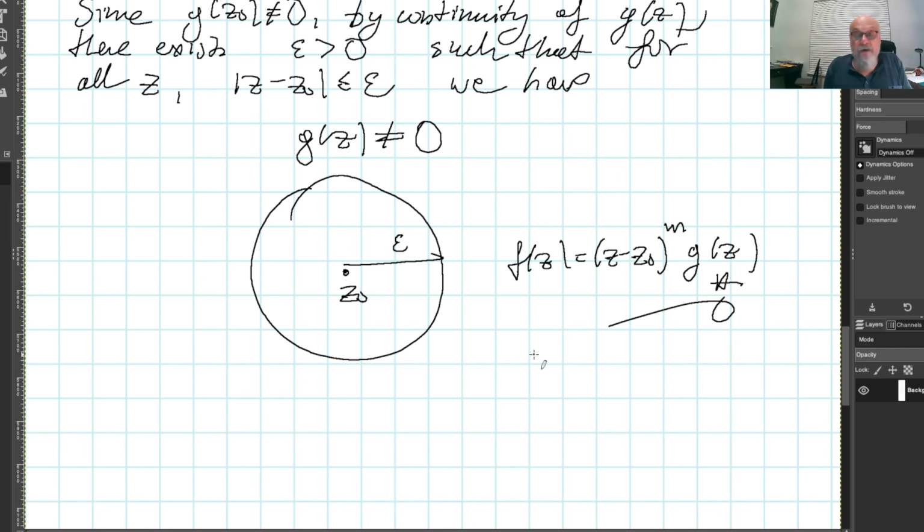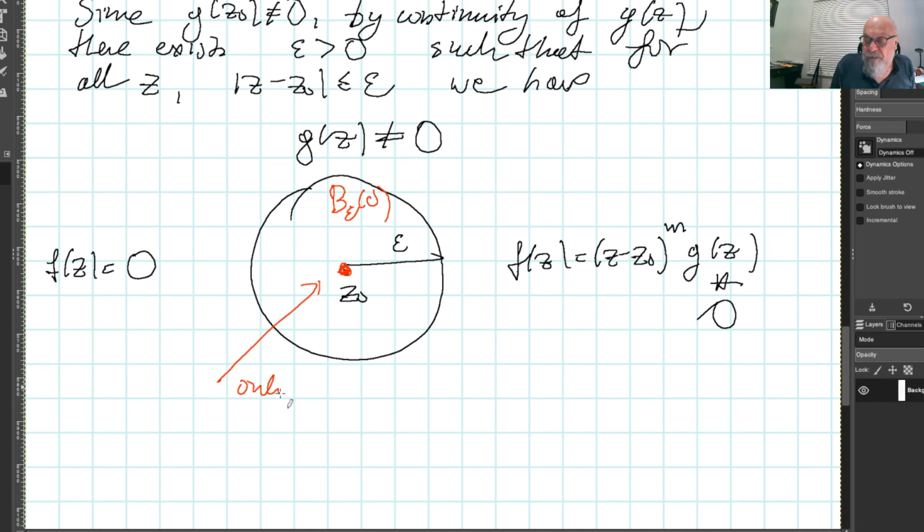This is not equal to 0. So that means if you look at this equation, f of z is equal to 0, you will get that there is only one solution in this disk, so this is my B epsilon of z0. There is only one solution. This is the only solution to this equation.